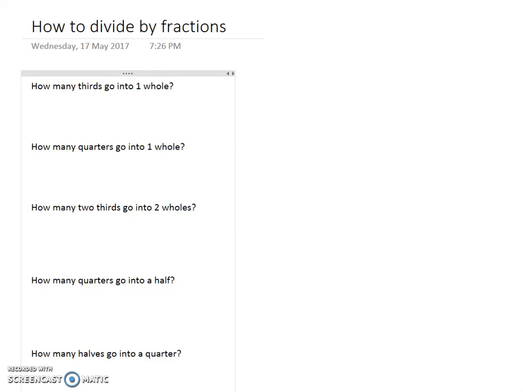Okay, so this video is going to go through how to divide fractions and hopefully give you some reason to believe it. Alright, so first, how many thirds go into one whole? You have one whole. How many thirds go into it? The answer should be 3, yeah? 1 divided by a third. How many thirds go into it? 1, 2, 3. The answer is 3.